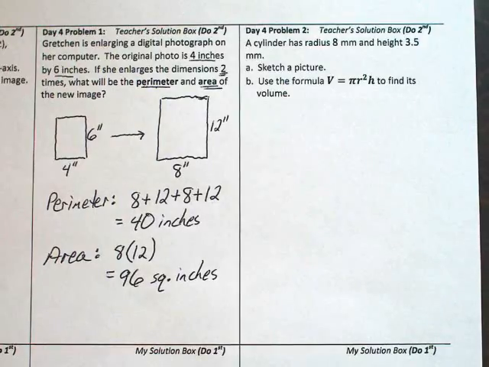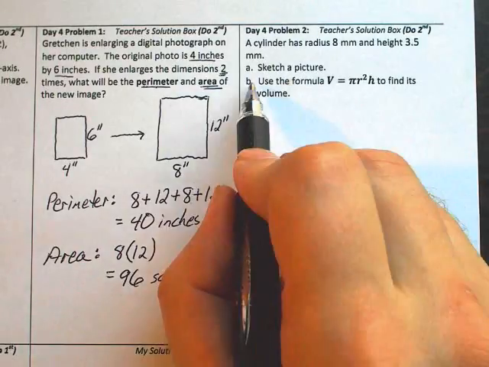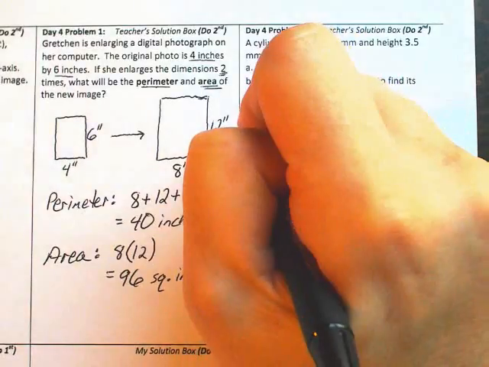Now day 4, problem 2. A cylinder has radius 8 millimeters and height 3.5 millimeters. In part A, sketch a picture of this cylinder.